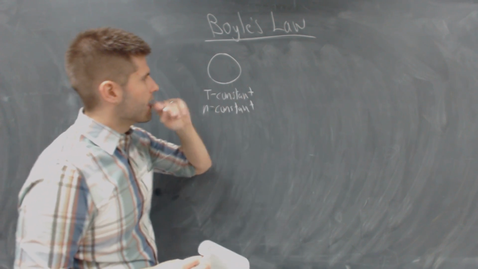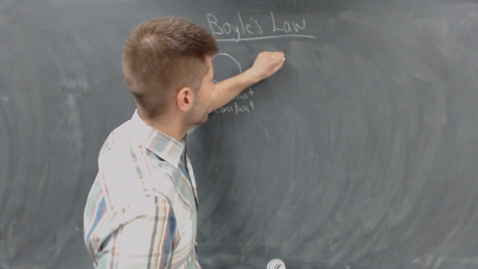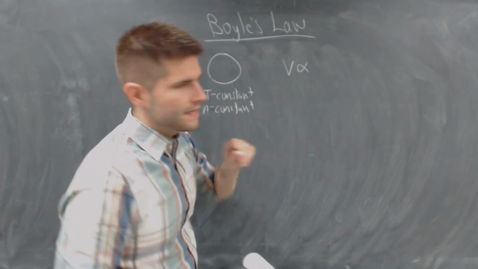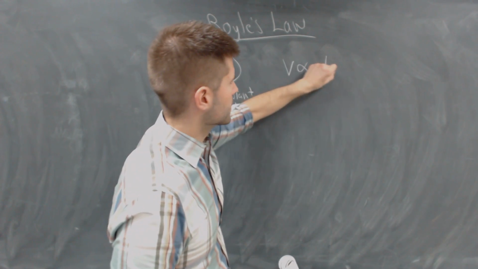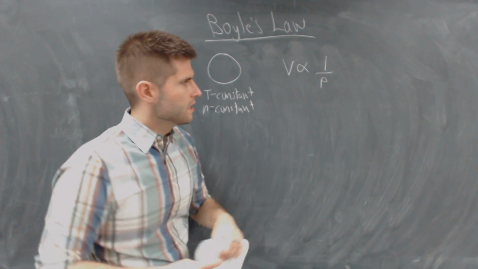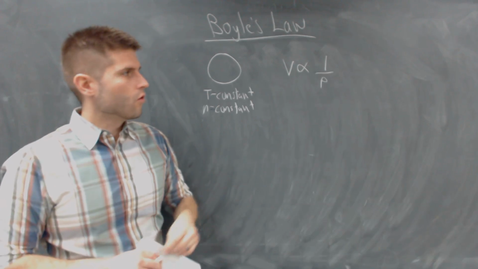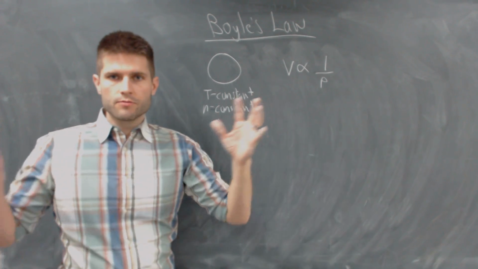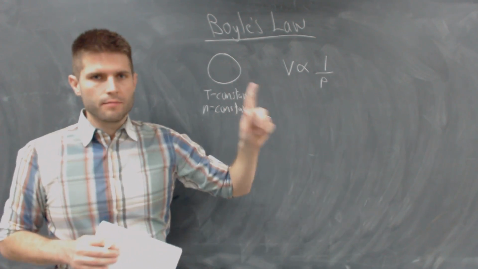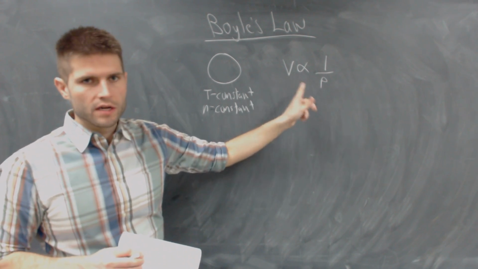So we know we have a relationship that volume is inversely proportional to pressure. So as pressure goes up, the volume goes down, or vice versa. As the volume goes down, the pressure goes up. That's what this indicates to us.